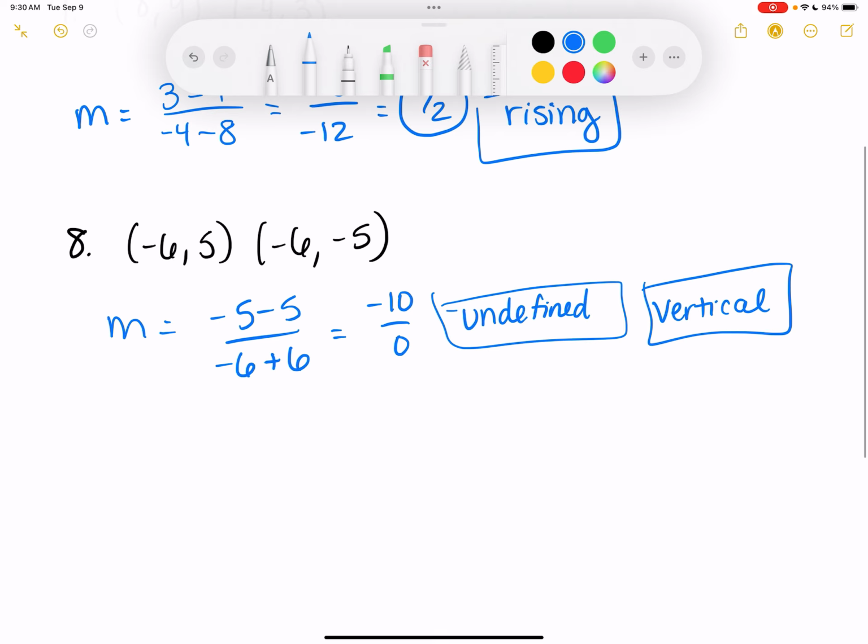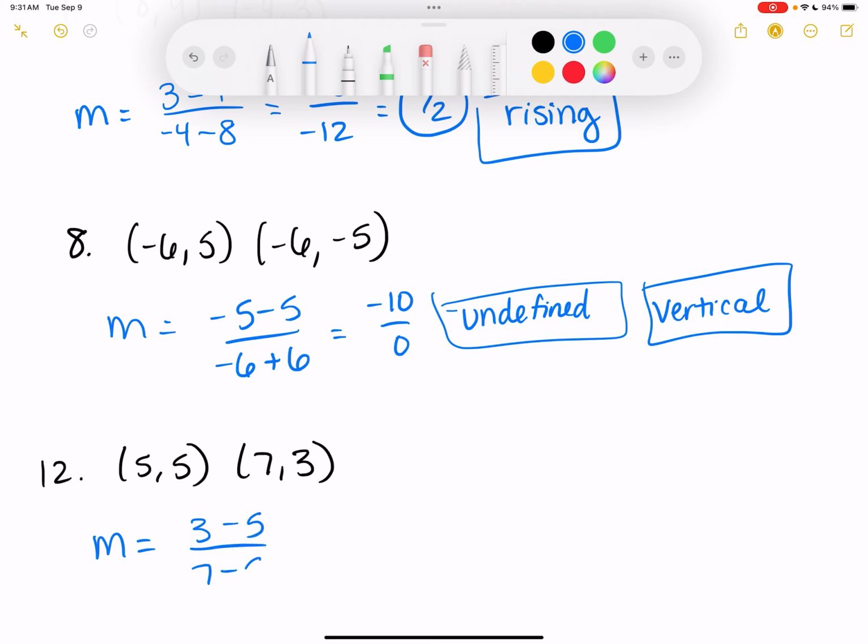One more like this. 12, 5, and 7, 3. Somebody tell me how to set this one up. 3 minus 5 over 7 minus 5. Yep. So then I get negative 2 over 2, so slope of negative 1. And this one is falling.